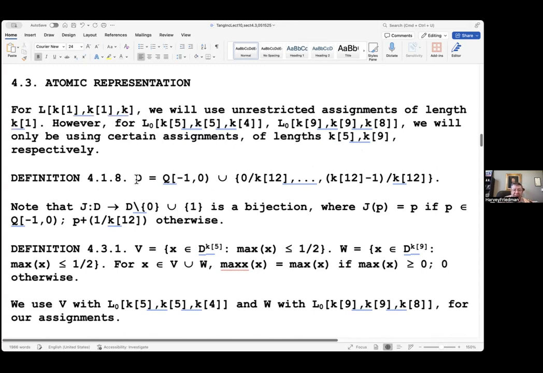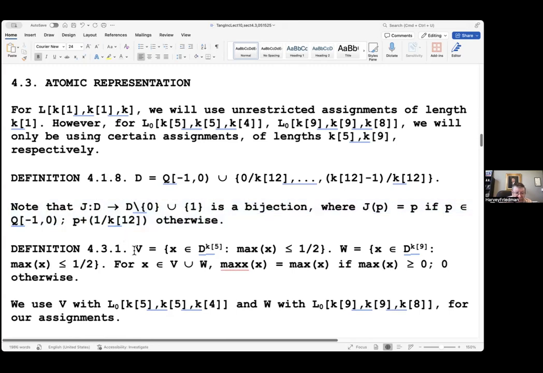D is this domain. I use D for the domain of the function J, the thing we're invariant with respect to. And the range of J is D without zero together with one. We have to use one. And it's J of P equals P if P is negative and P plus this otherwise. This is review, that's nothing new. And D is really the domain of J.